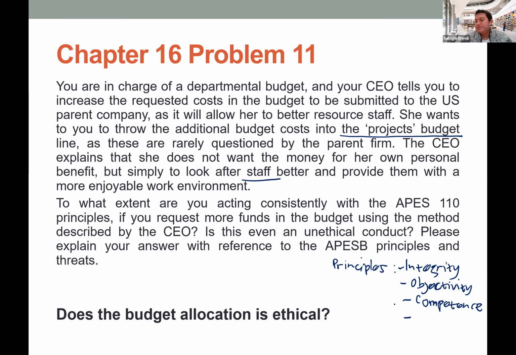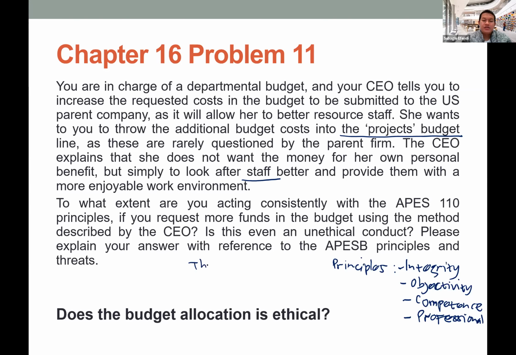And then lastly, the professional behavior. By proposing irrelevant budget or expenditure within the project budget, it means the budget officer is acting unprofessionally. So we can also put the risk on the professional behavior principle. Okay, so these are the principles, and now we move to the threats.